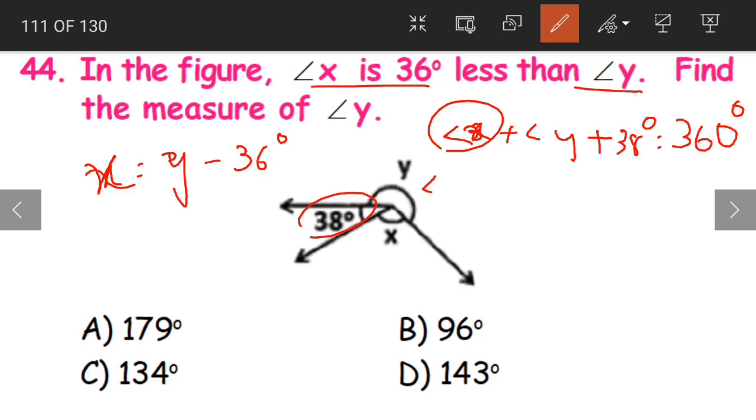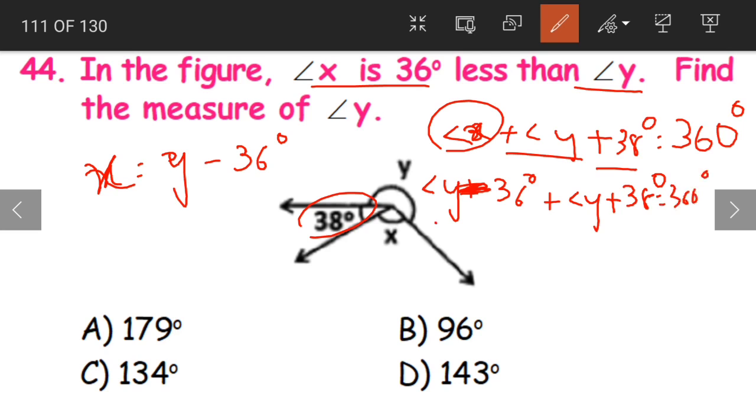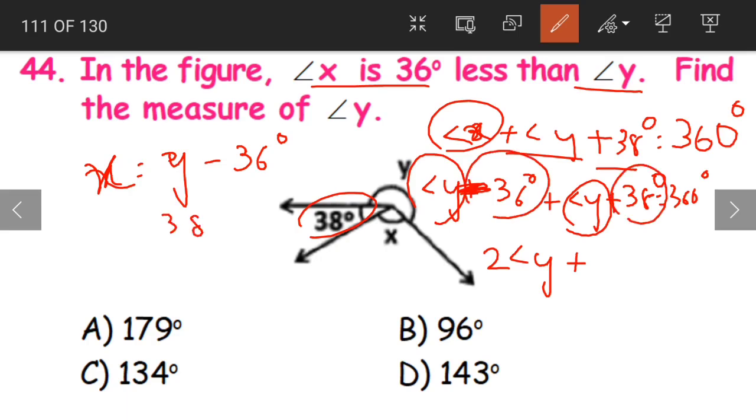So instead of X, what will I write? Angle Y minus 36 degrees plus, we already have our angle Y, plus this 38 degrees is equal to 360 degrees. Understood, children? We are solving this equation here. We have angle Y plus angle Y, 2 angle Y, plus 38 minus 36. 38 minus 36 is equal to 2. So plus 2 is equal to 360 degrees.